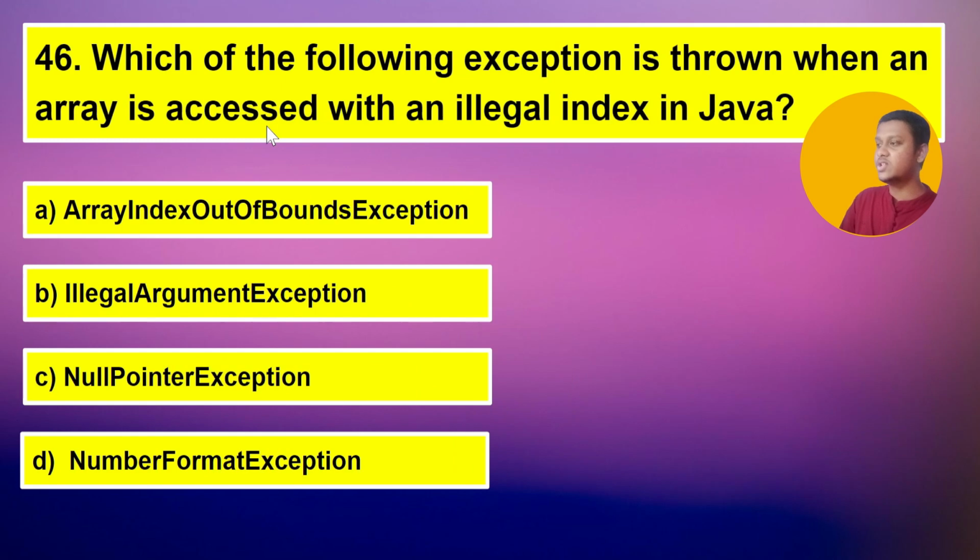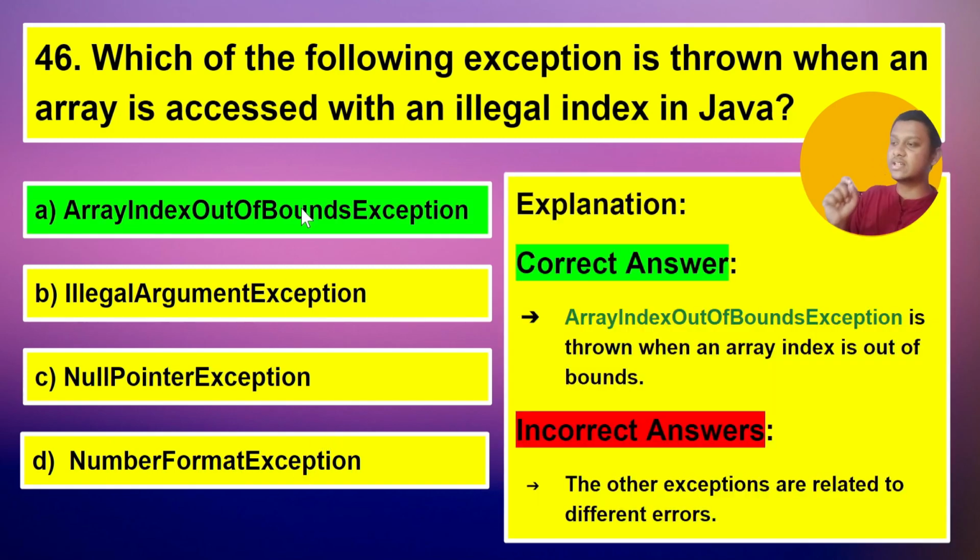Let's jump to our next question. Which of the following exceptions is thrown when an array is accessed with an illegal index in Java? Array index out of bound exception, illegal argument exception, null pointer exception, or number format exception. So here the correct answer is array index out of bound exception, which is thrown when an array index is out of bound. Means we are trying to access an index which is not present in that particular array.